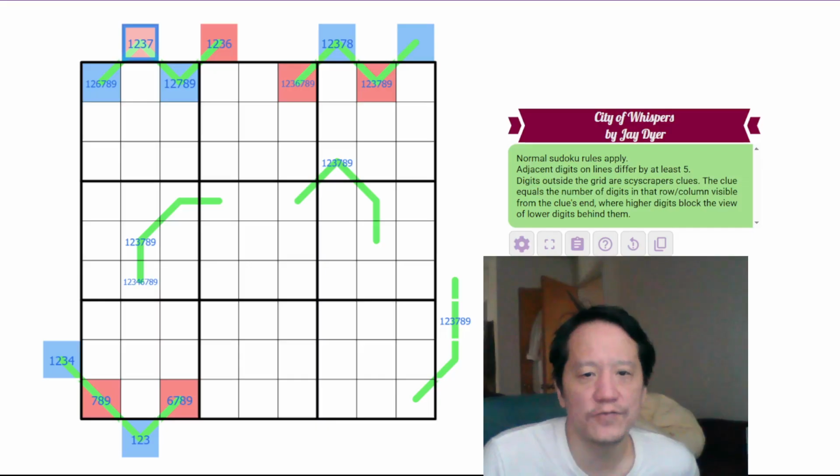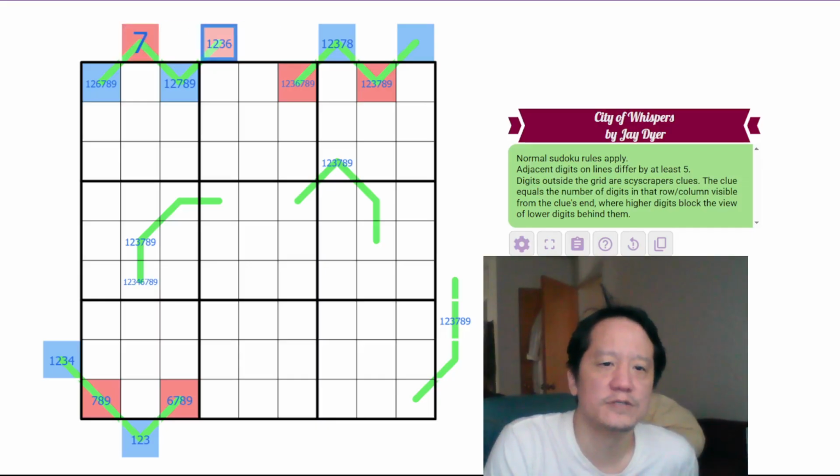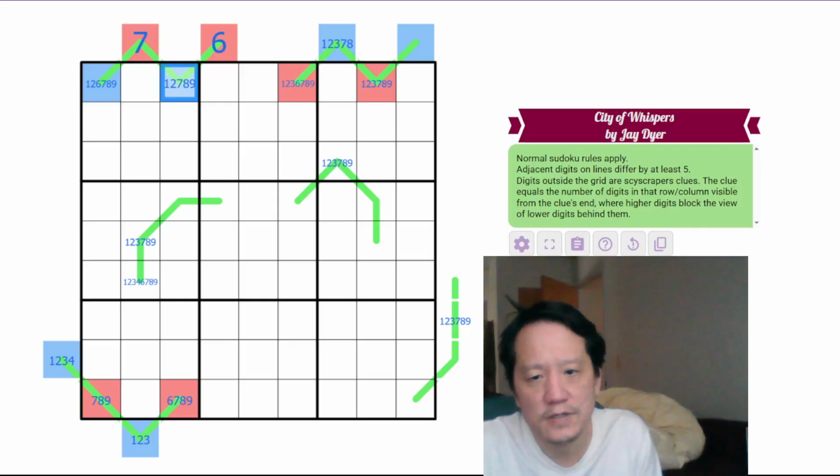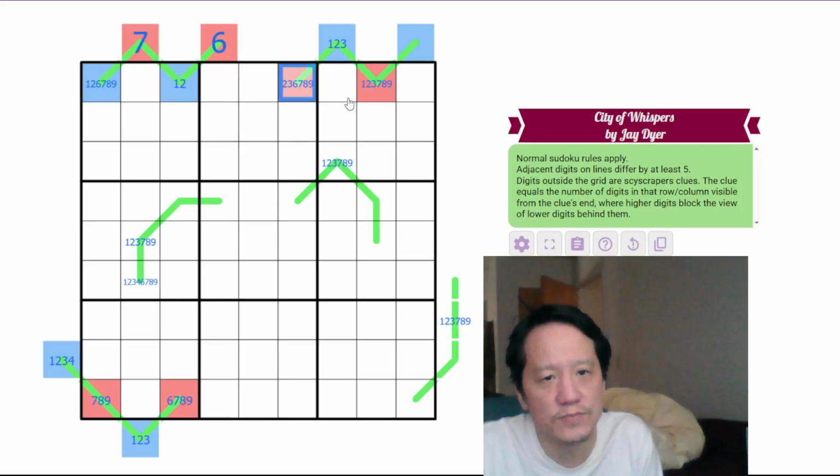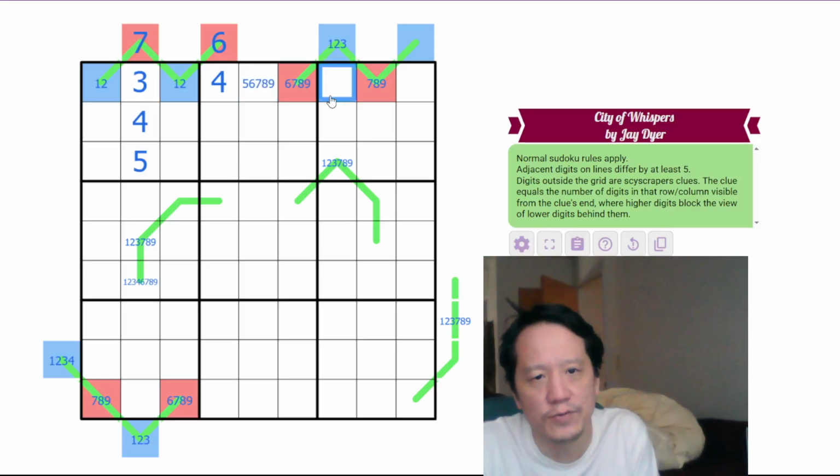Therefore, this is 7. This has to be 6. So it's no, this is 7 or 8. This is 1, 2, 3, 1, 2, 3. This is 1, 2, next to both 7. That means this must see 3, 4, 5. This must be 4. The rest of row 1 is 5 through 9.